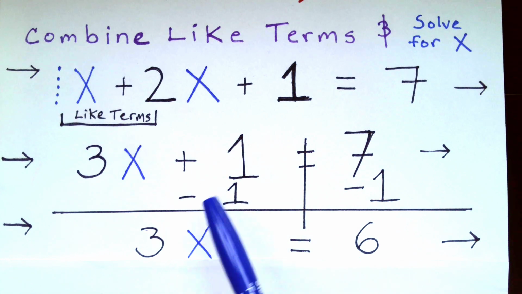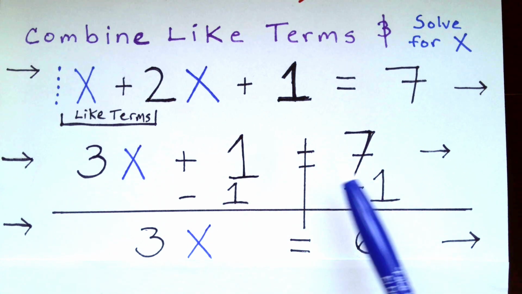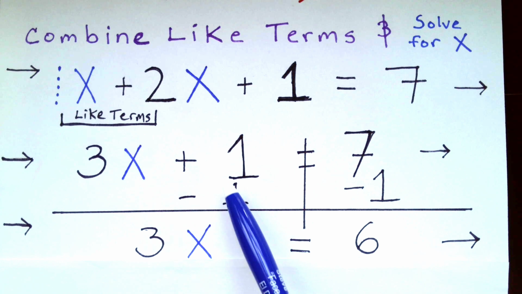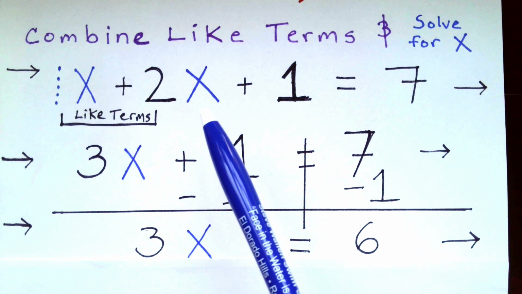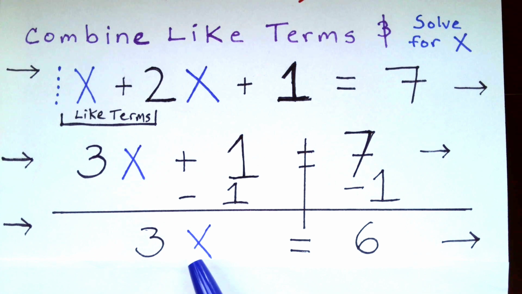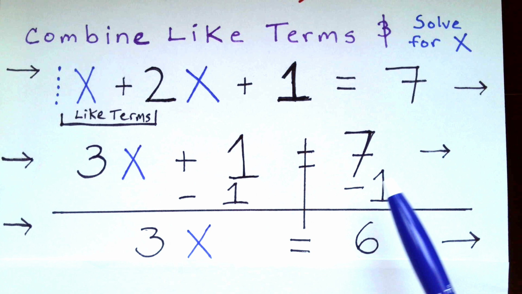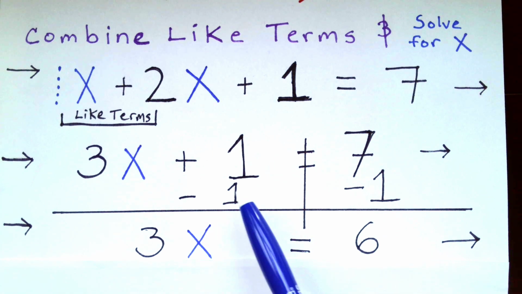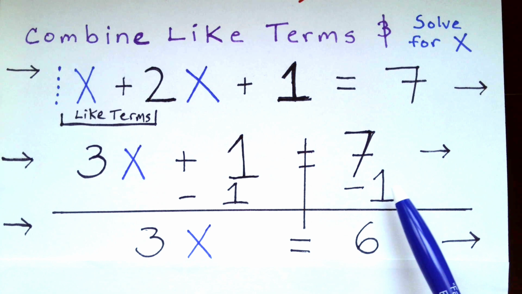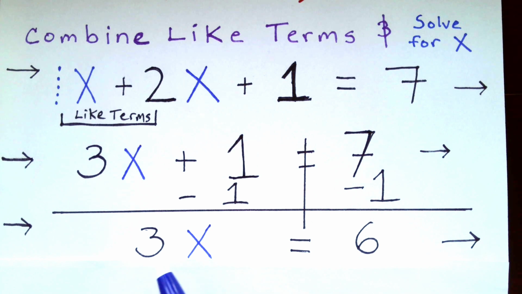The opposite of a plus 1 is to subtract 1 to both sides. 1 minus 1 is 0, all gone. I'm left with my 3x value. I'm left with the equal sign. 7 minus 1 is 6. What you do to the left side of the equal sign, you got to do to the right side. So I'm left with 3x equals 6.